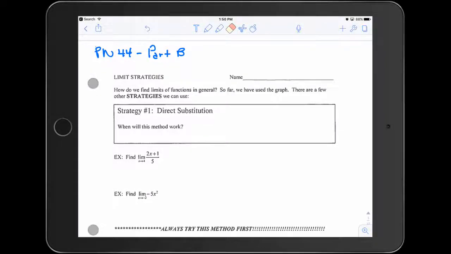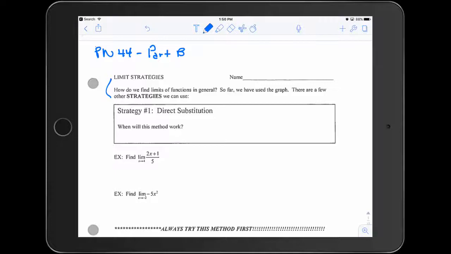Hey folks, we're going to talk about PN44 Part B here, where we're going to give you some more limit strategies. So as we said up here, the strategies that we have had so far really is to use the graph. So to look at the graph and go from the left bound and the right bound and see where that graph takes you along that path. There are a few other strategies that we can use, and those are what we're going to be talking about today, and specifically strategies that don't always use the graph.